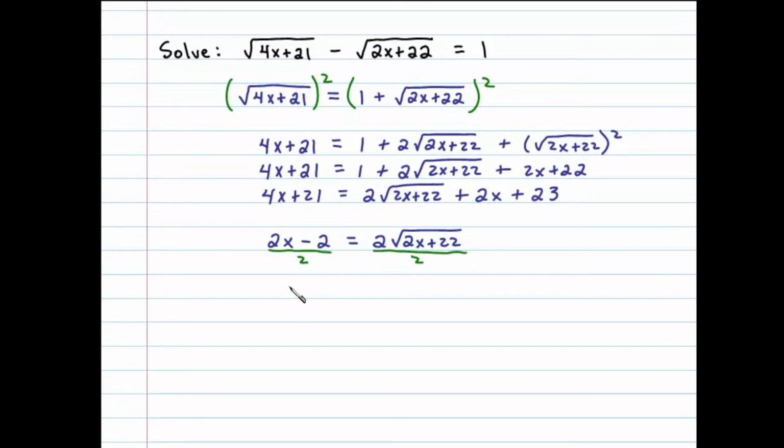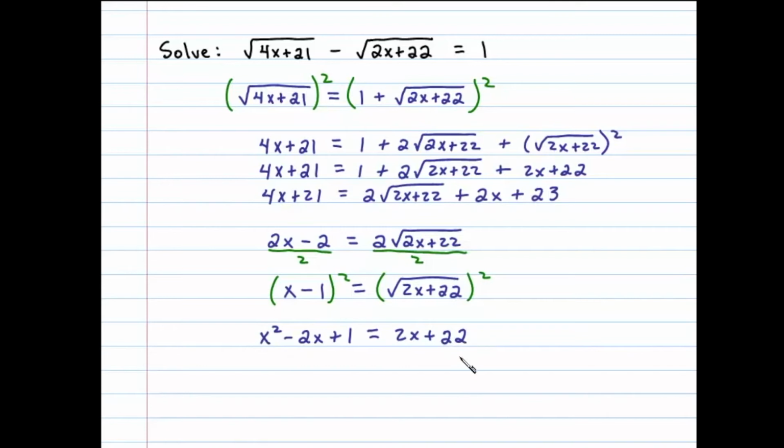Doing that leaves us with x minus 1 equals the square root of 2x plus 22. Now at this point we can then square both sides again. Squaring x minus 1, we're left with x squared minus 2x plus 1, and that'll be equal to 2x plus 22.